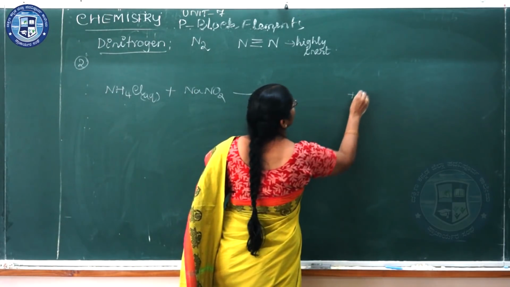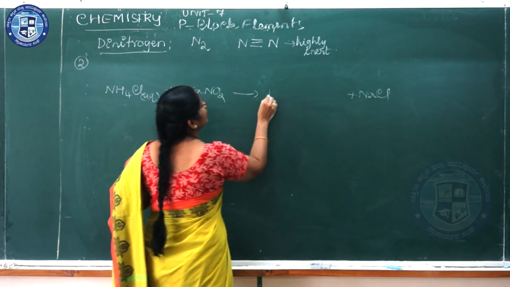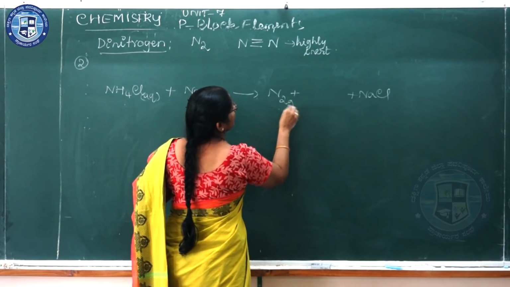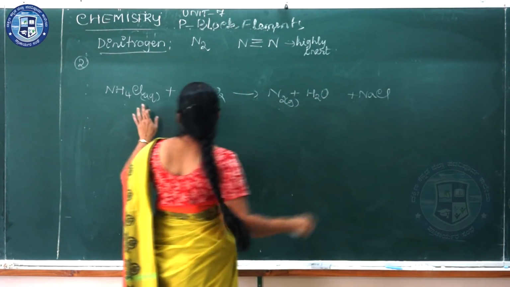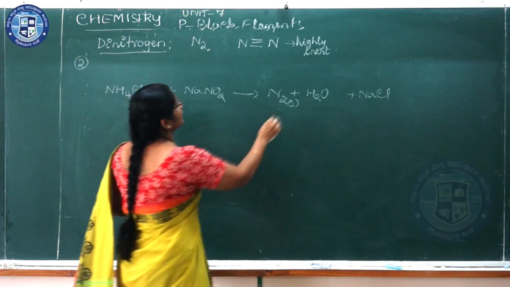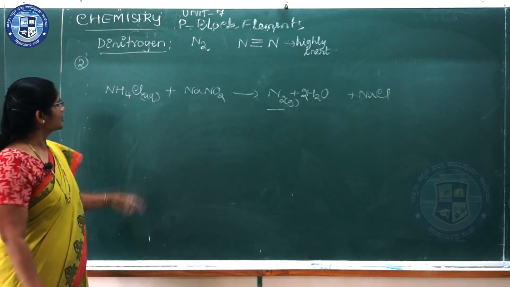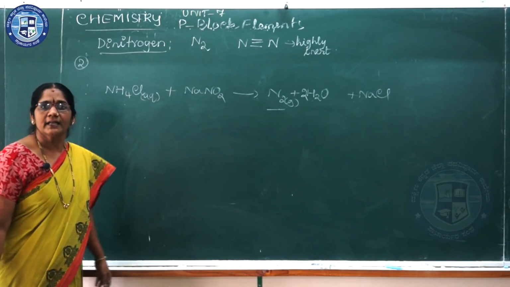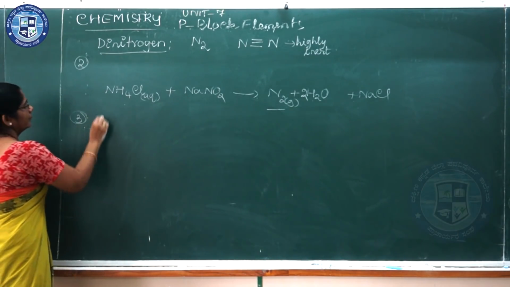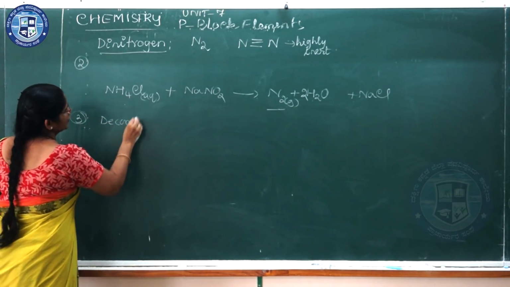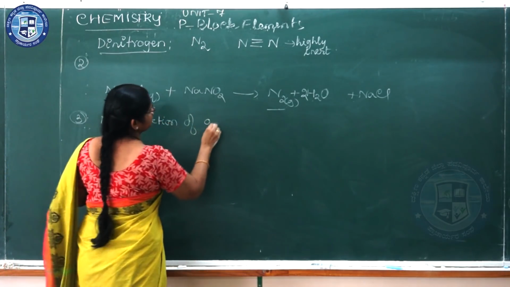So sodium chloride is one of the products, but the ammonium nitrite formed decomposes to give nitrogen gas and water, and sodium chloride is the other product. So nitrogen is prepared in this way by mixing ammonium chloride and sodium nitrite. Next method, by the decomposition of ammonium dichromate.